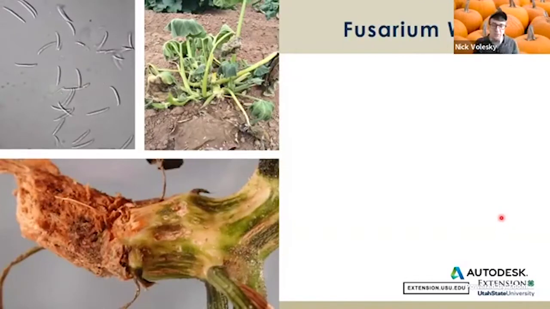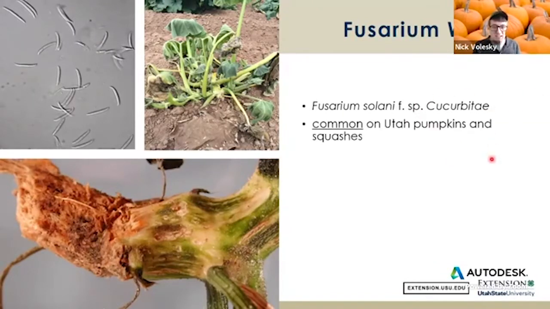So I'm gonna talk about fusarium wilt. This is something that affects a lot of our vegetable crops. It's one species, but they develop different forms, or formae speciales, we call them, that affect specific vegetable crops. So this is the one that affects our pumpkins or other cucurbit crops. And unfortunately this is very common in Utah pumpkins and squashes.